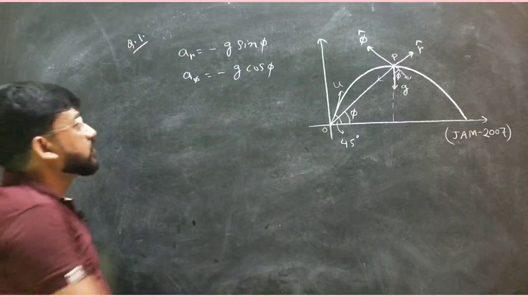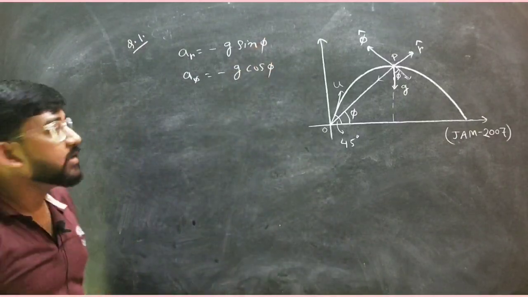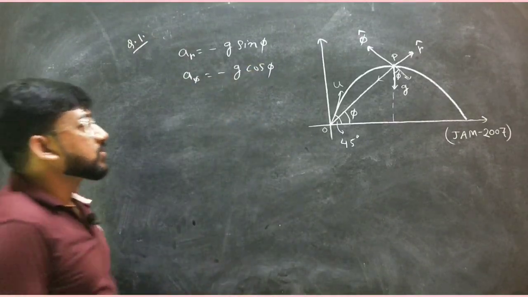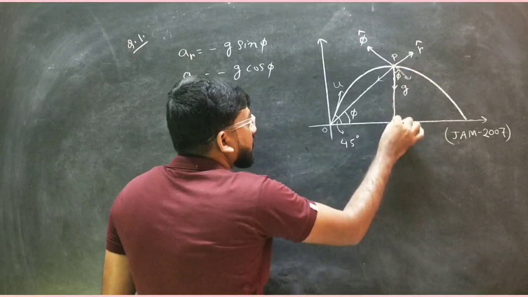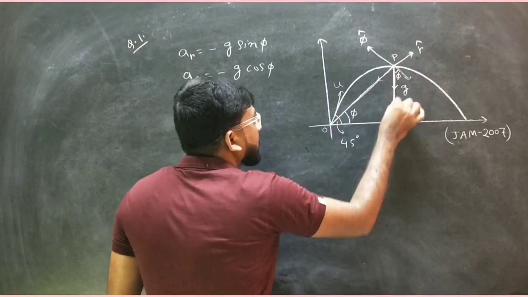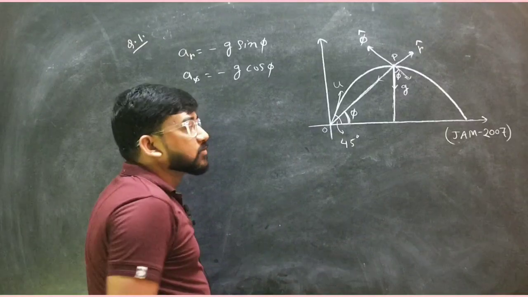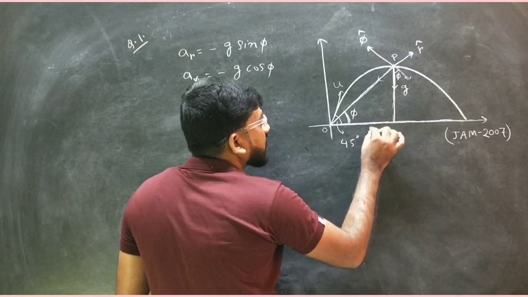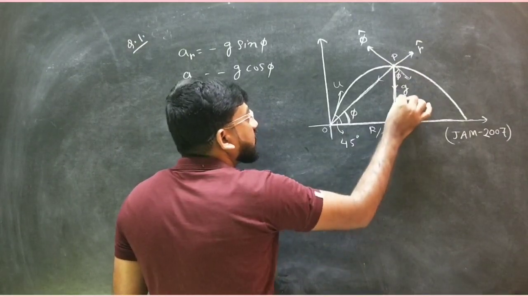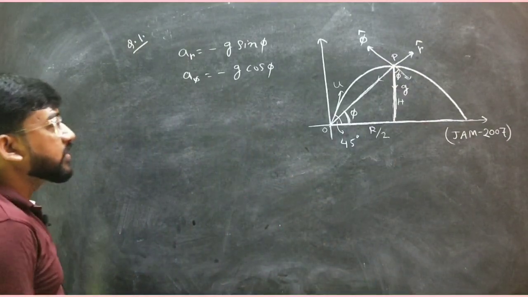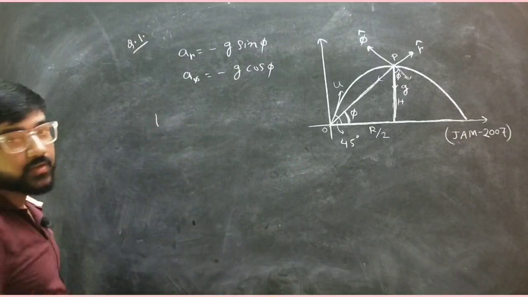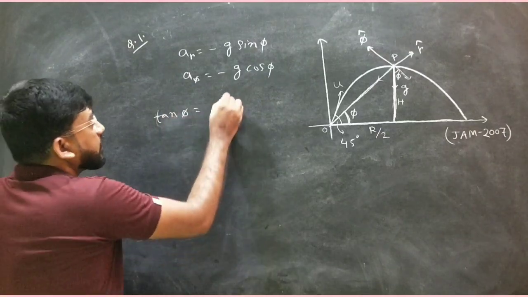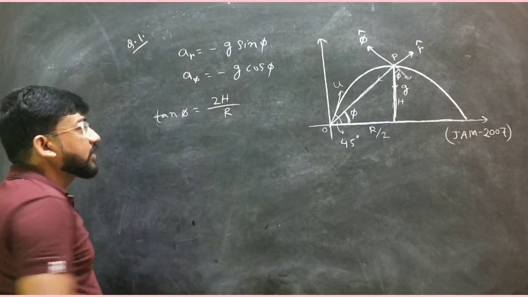Now if you find out sin phi and cos phi, then you can easily find out a_r and a_phi. So how can you find out sin phi and cos phi? Let me consider this triangle. You can see this is a right angle triangle and this angle is phi. So we can easily find out tan phi. This is the range of this projectile, so this is half range, R by 2, and this is the maximum height of this projectile, h. So tan phi will be nothing but h divided by R by 2, that means 2h by R.